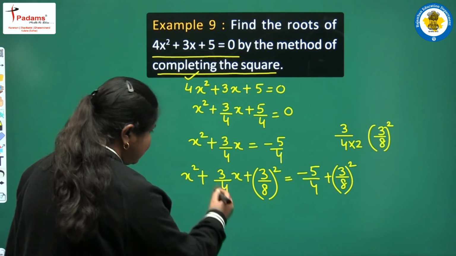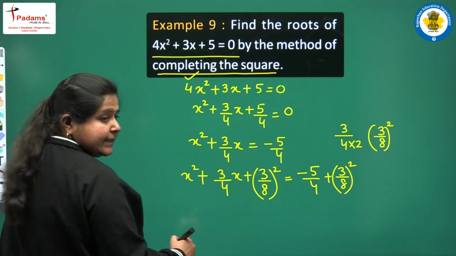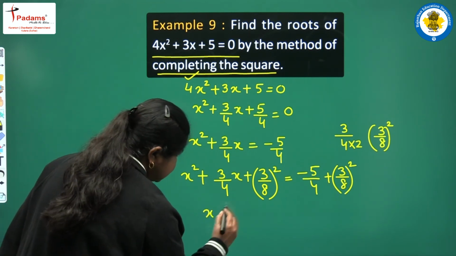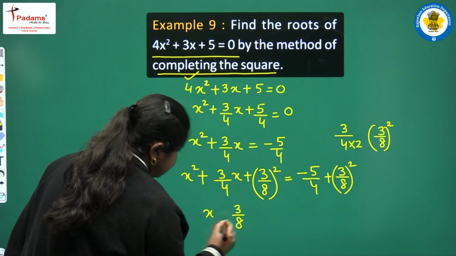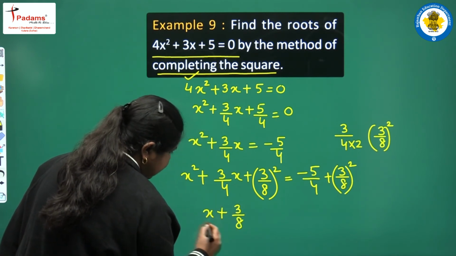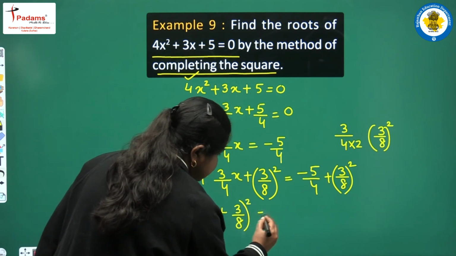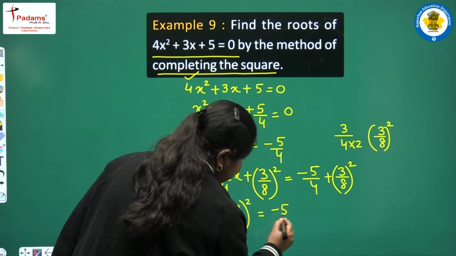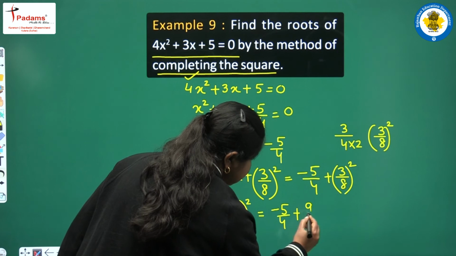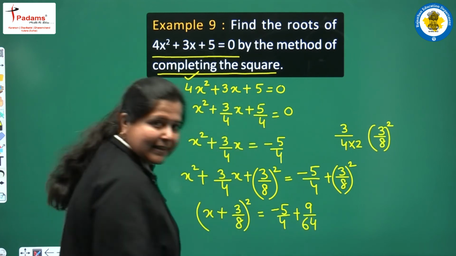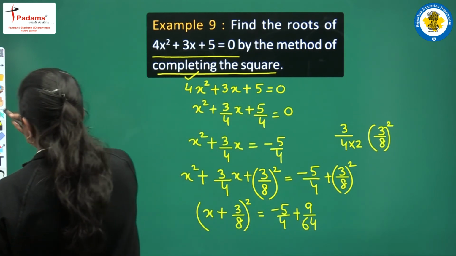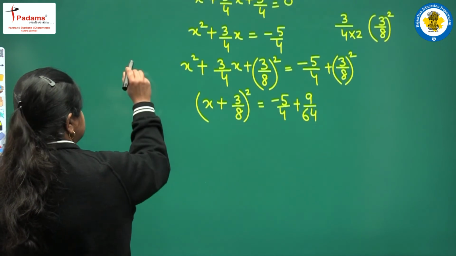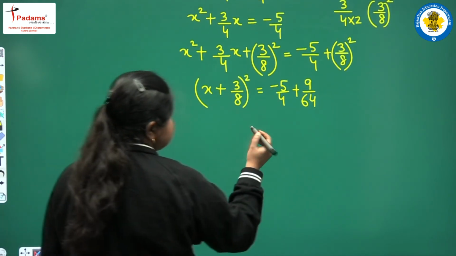Okay. Now we get a complete square from this left hand side. Take x, take 3 by 8. In between यहाँ plus है तो plus रहेगा. Whole square. This is equal to minus 5 by 4 plus 9 upon 64. Okay. Now we have to simplify this RHS and get a suitable expression.